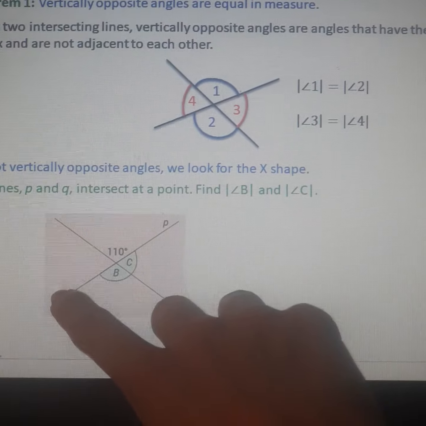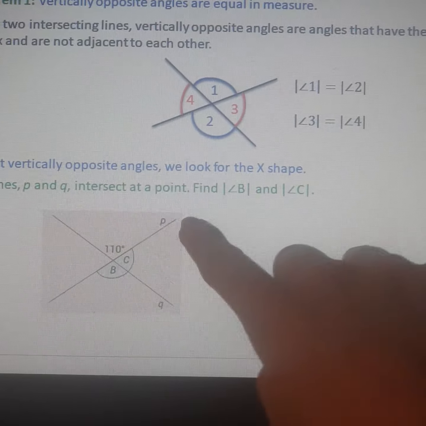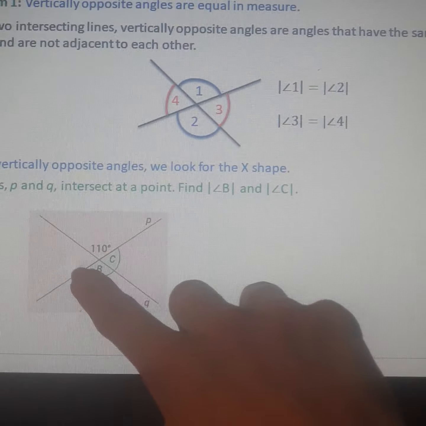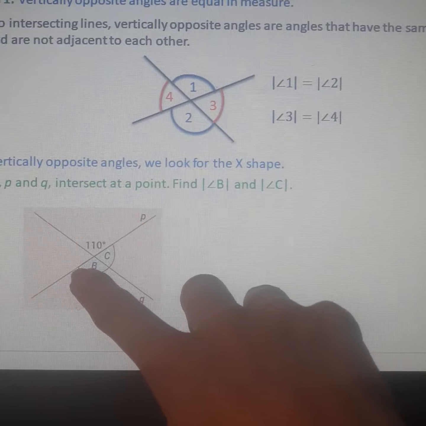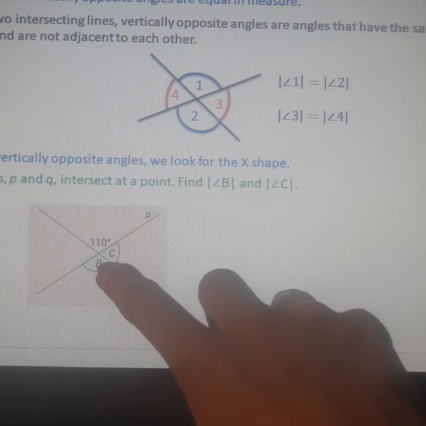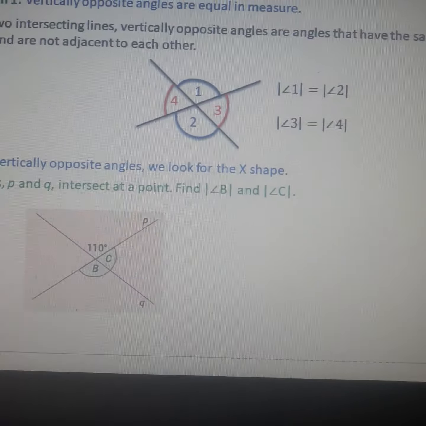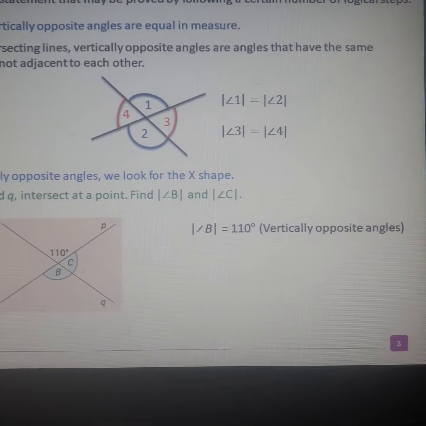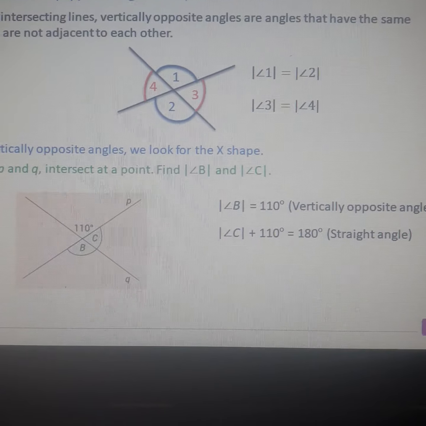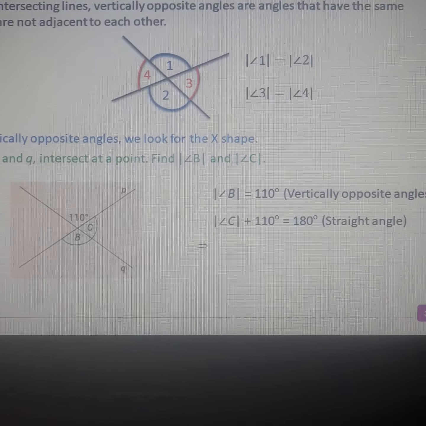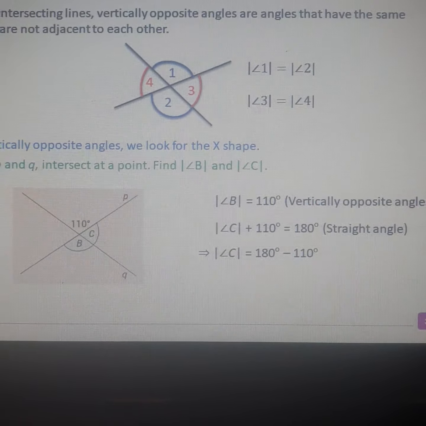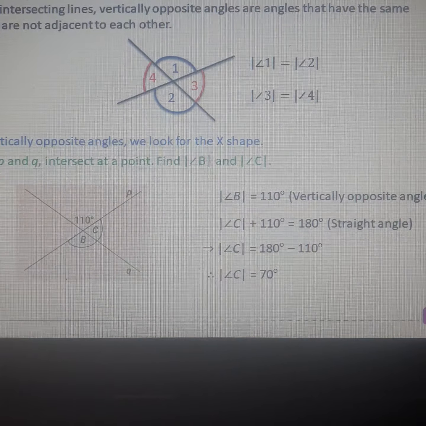Now, what else do we have here is a straight line. So we have a full straight angle drawn here. If this is 110, what would all of this angle added up together be? It'd be 180. So how would we work out C? Just take 110 away from 180 and that gives me C being 70. So angle B is equal to 110 degrees, and angle C plus 110 degrees would be equal to 180. You take 110 away from 180 and that gives angle C being 70 degrees.